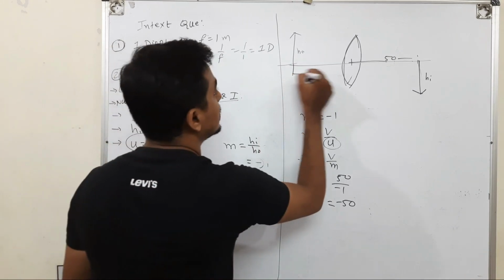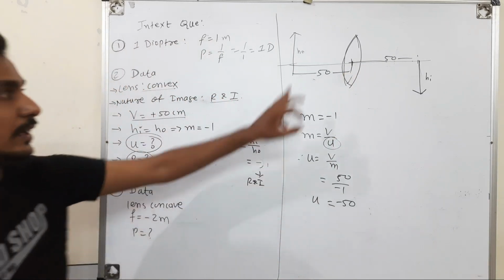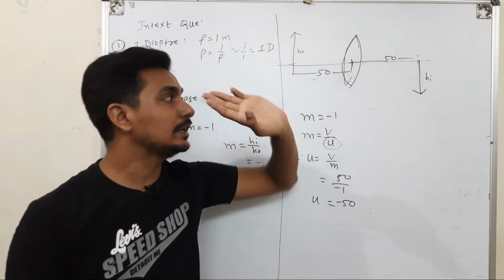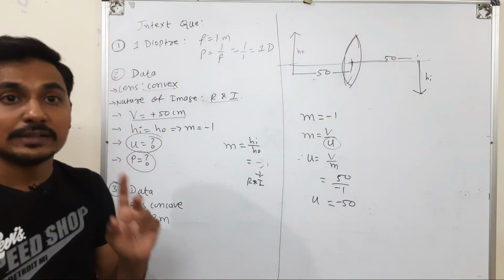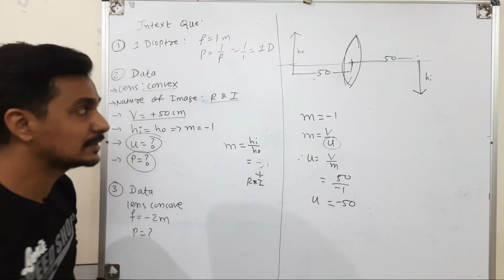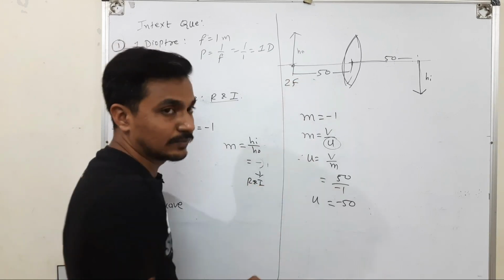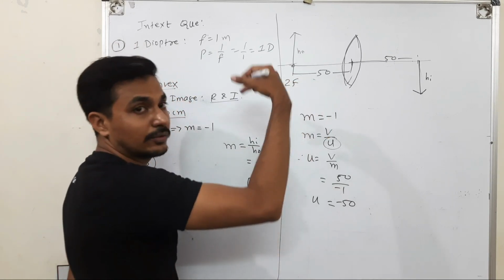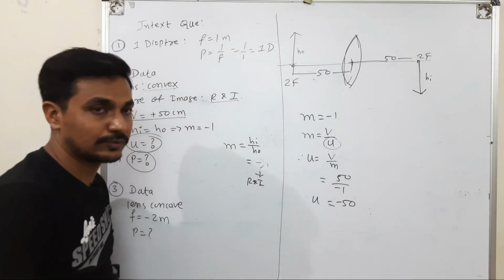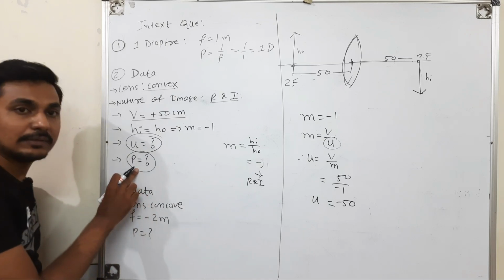So the object is placed at a distance of 50 centimeter, and the image is obtained at 50 centimeter, but on the other side of the lens. This is related to case number 3 in the case of the convex lens, that is, when we place the object at 2f, the image is obtained on the other side at 2f. Now it is asked to find the power.